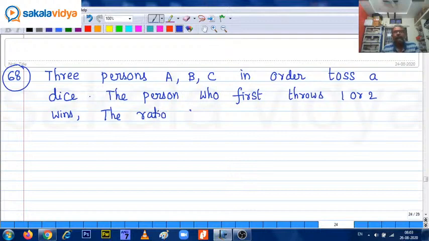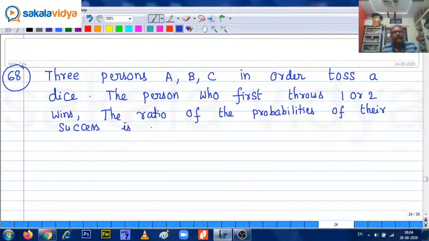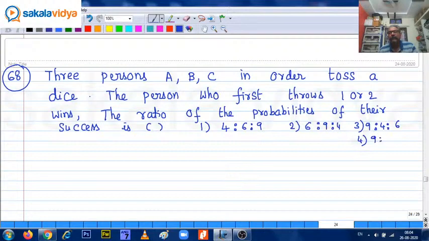The ratio of the probabilities of their success is: first option 4 is to 6 is to 9, second one 6 is to 9 is to 4, third one 9 is to 4 is to 6, fourth one 9 is to 6 is to 4. Okay.